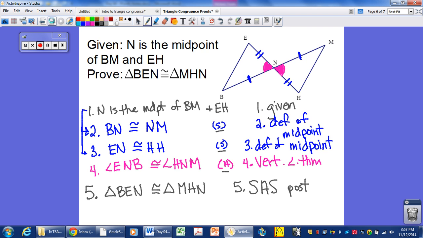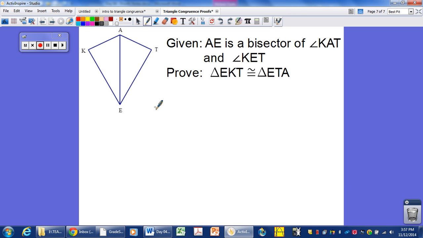Okay, I have one more example before I turn this off. So my last one, once again, if you want to, pause the video, do the proof, come back and check it. So AE is a bisector, in this case an angle bisector since there are two angles. Prove that these two triangles are congruent.